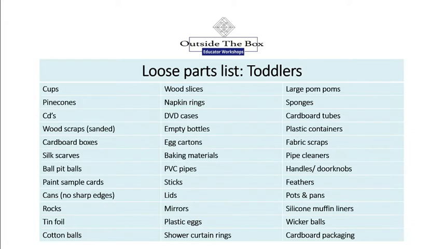Cups, pine cones, CDs, wood scraps, cardboard boxes, silk scarves, ball pit balls, paint samples, cans with no sharp edges, rocks, tinfoil, cotton balls, wood slices, napkin rings, DVD cases, empty bottles, egg cartons, baking materials, PVC pipes, sticks, lids, mirrors, plastic eggs, shower curtain rings, large pom-poms, sponges, cardboard tubes, plastic containers, fabric scraps, pipe cleaners, handles and doorknobs, feathers, pots and pans, silicone muffin liners, wicker balls, and cardboard packaging.